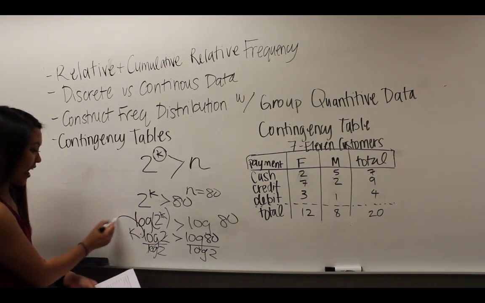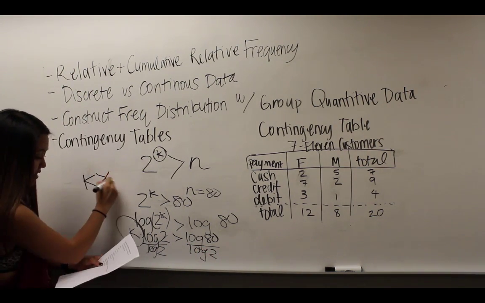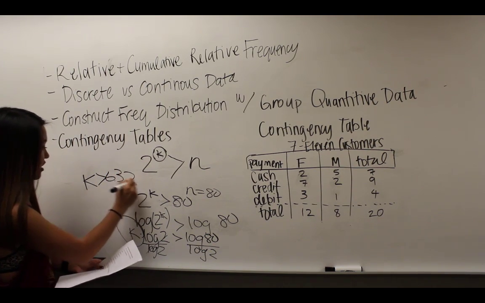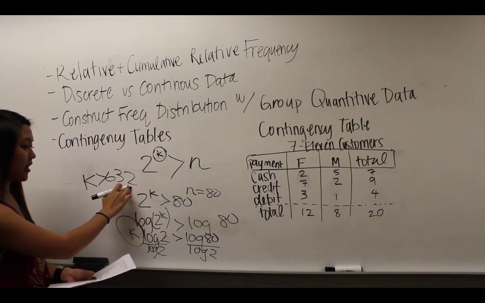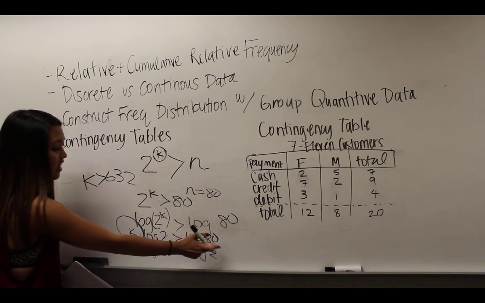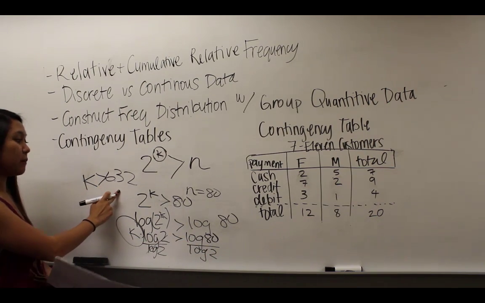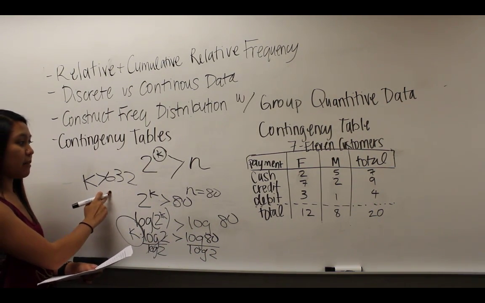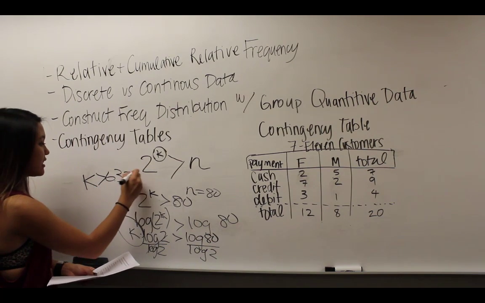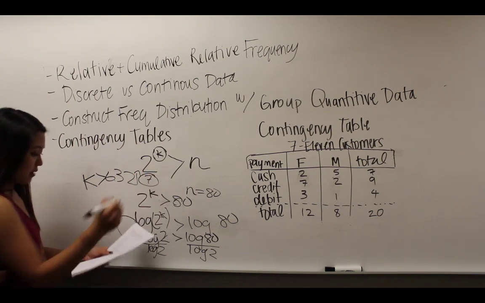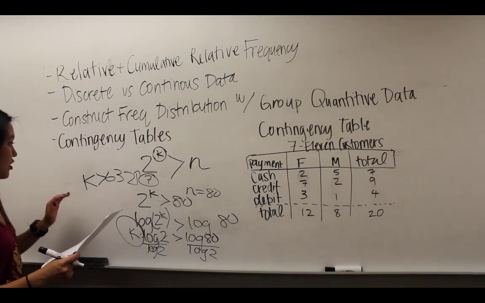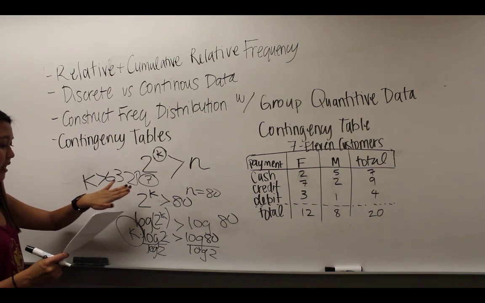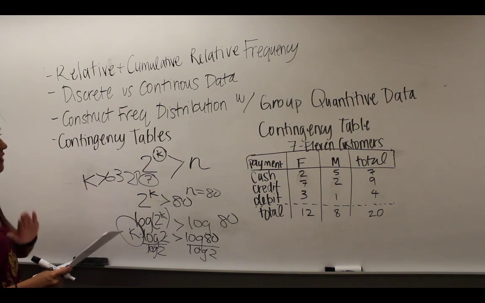And that'll be k, which is your number of classes, 6.32. So when you do the log of 80 divided by the log of 2, that gives you this number. And you're always going to round this number up. So you're going to round it up to 7. And that would be the appropriate number of classes if you have 80 data points.